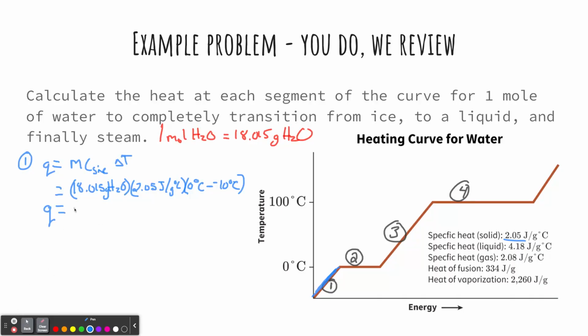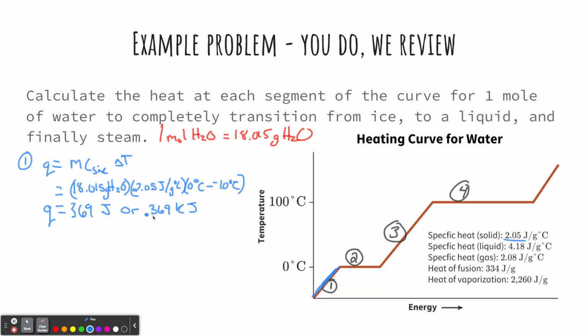All right, and I get Q equal to 369. We'll say 369 joules is the amount of energy required to move from negative 10 degrees Celsius up to 0. We could also say 0.369 kilojoules.